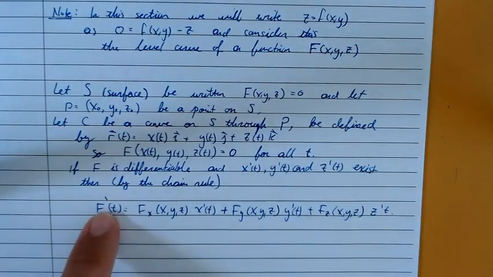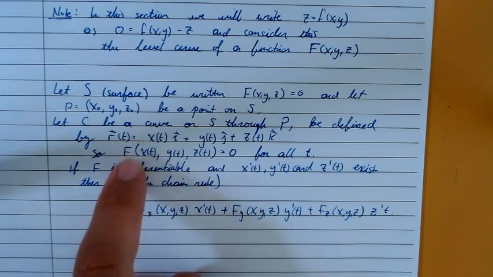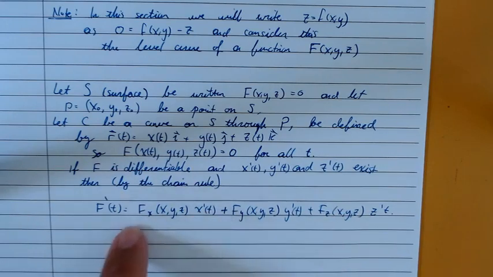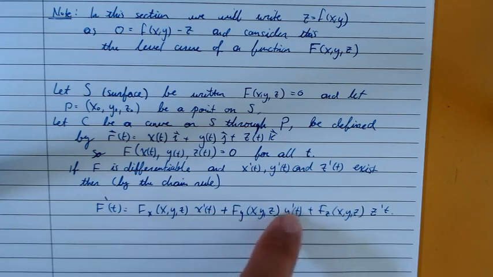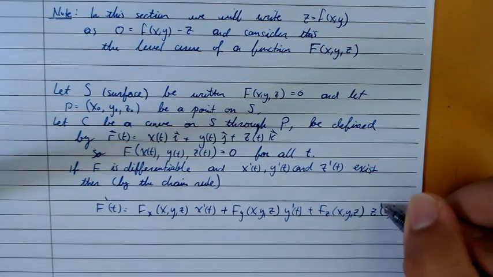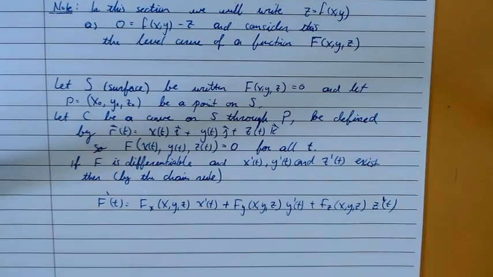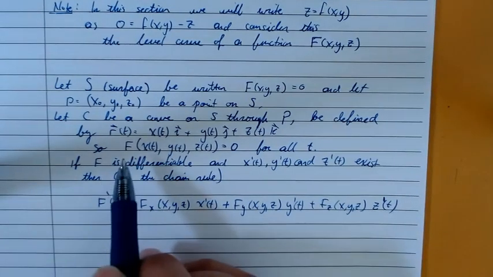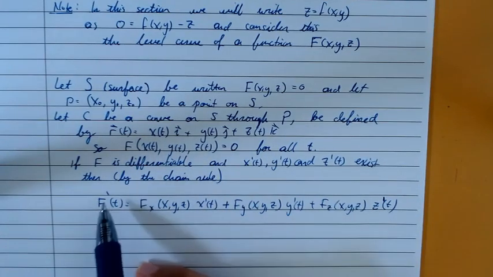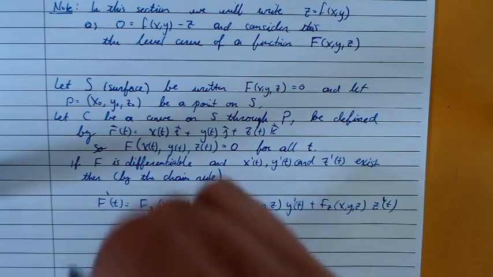All right? By the chain rule, if you're taking the derivative of f, you take the partials of f times the derivatives of the components. f sub x times x prime plus f sub y times y prime. Oh, but this is a function of 3 variables, so plus f sub z times z prime. Like that. But note that since f is equal to 0 for all t, it's a constant, and the derivative of a constant must be 0.